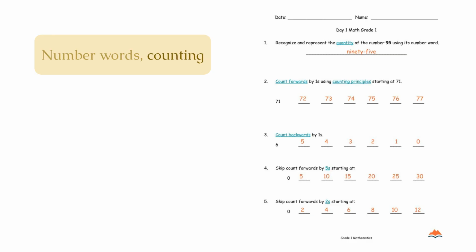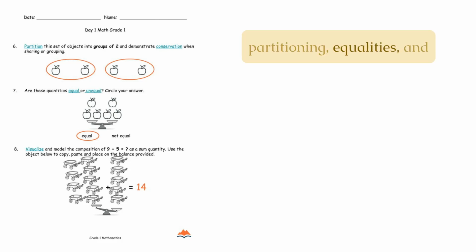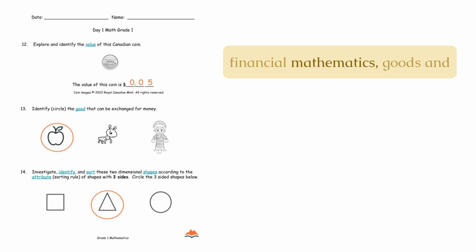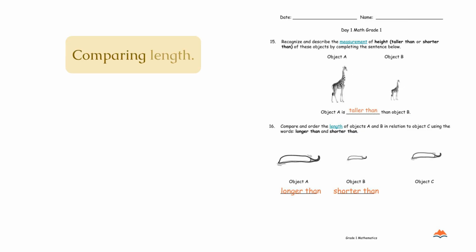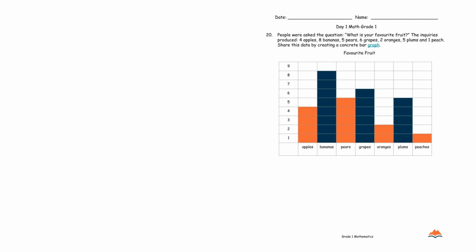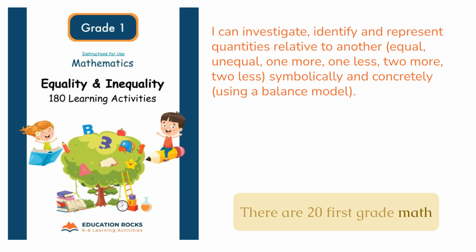Number words, counting forwards and back counting, and skip counting by 2s and 5s. Partitioning, equalities and inequalities, and visualize compositions. Addition and subtraction facts, inverse operations, and fact families. Financial mathematics, goods and services, and geometric attributes. Comparing length, repeating patterns, missing elements, and sequencing. Data and visuals. There are 20 first-grade math units.